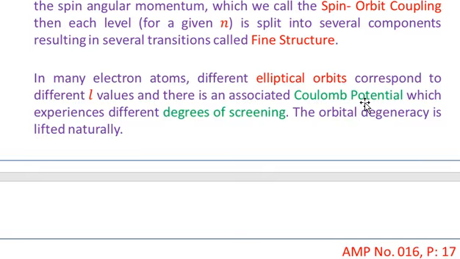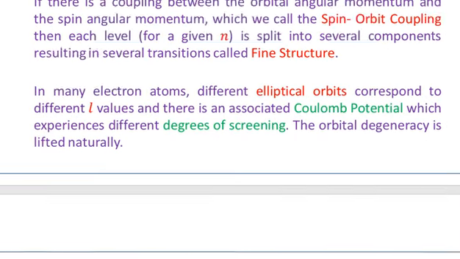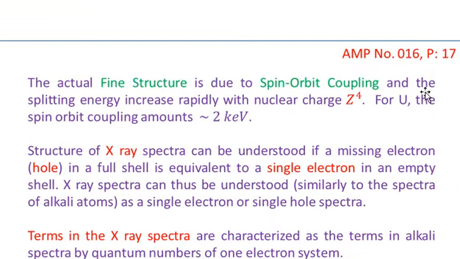But we don't call the splitting of such states the fine structure. The fine structure splitting is associated only with a coupling between the orbital quantities and the spin quantities. Then there will be a difference of energies. That is, the energy is split because of the spin orbit coupling, and that splitting of energy based on spin orbit coupling is referred to as the fine structure. The actual fine structure is due to spin orbit coupling.